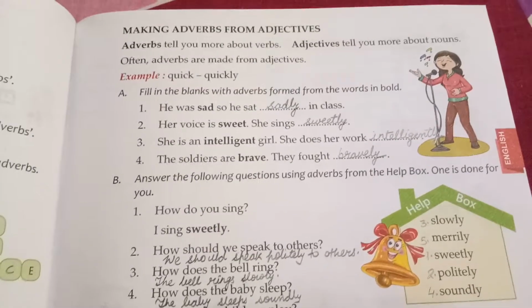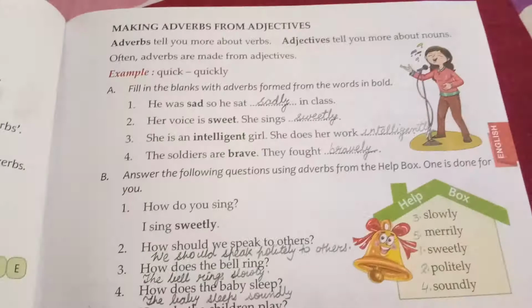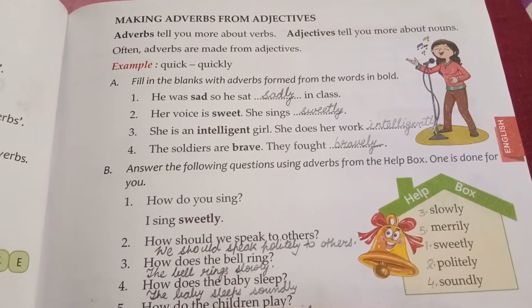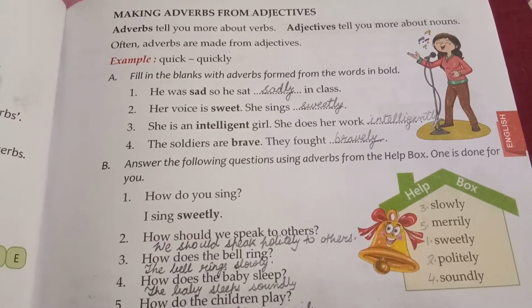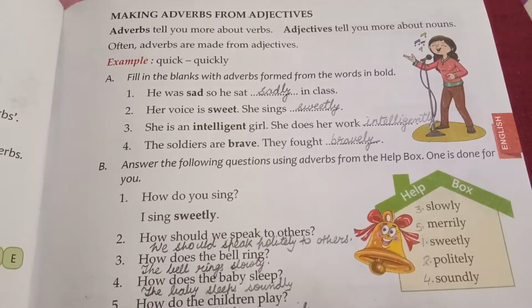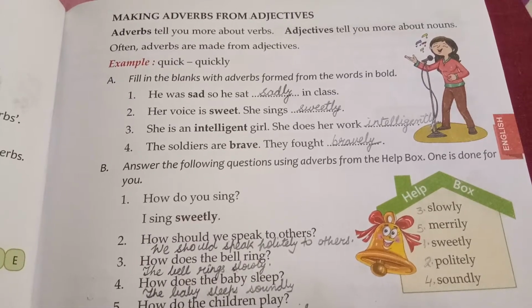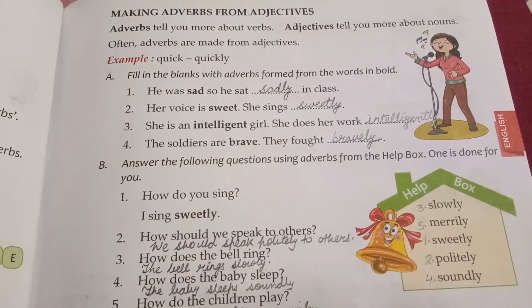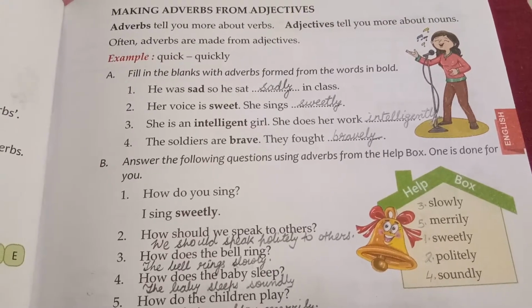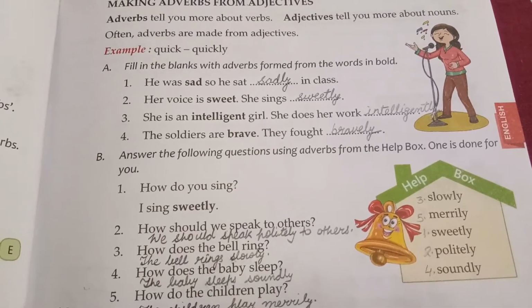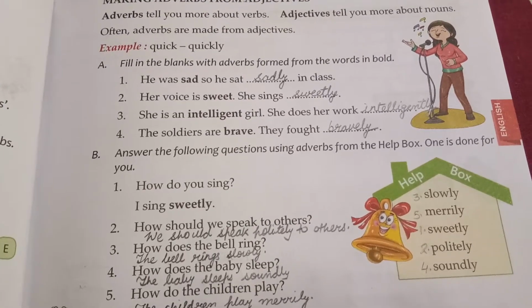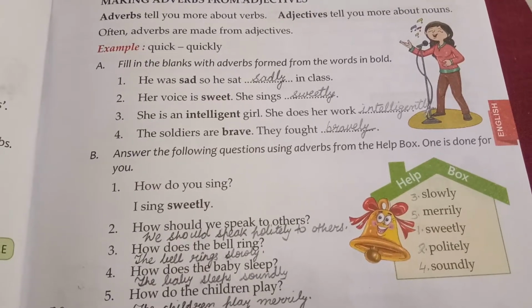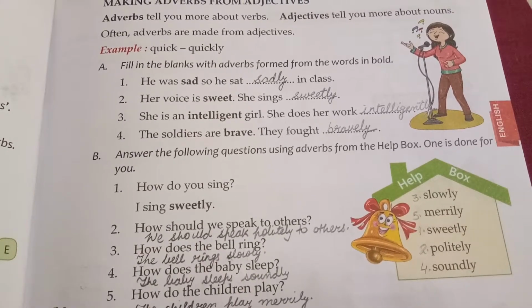Now children, making adverbs from adjectives. Adjectives are the words which describe a noun, already read. So how to make adverbs from adjectives? Generally we make how adverbs from adjectives, like he was sad. Just by putting ly, we make the adverb out of adjective. He was sad. Sad is adjective. So he sat sadly in the class. Sad is the adjective, sadly becomes adverb. Her voice is sweet. Sweet is the adjective. How to make its adverb?